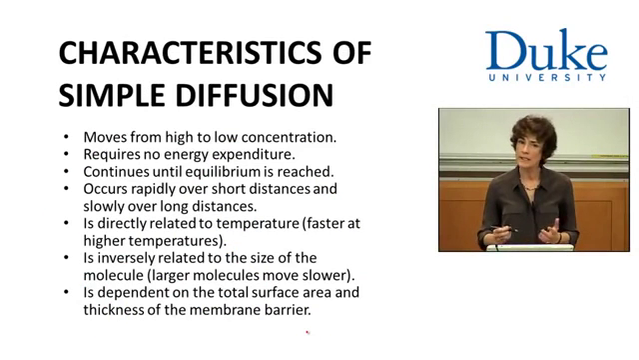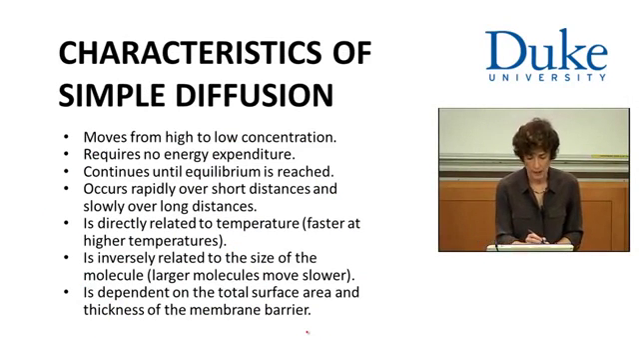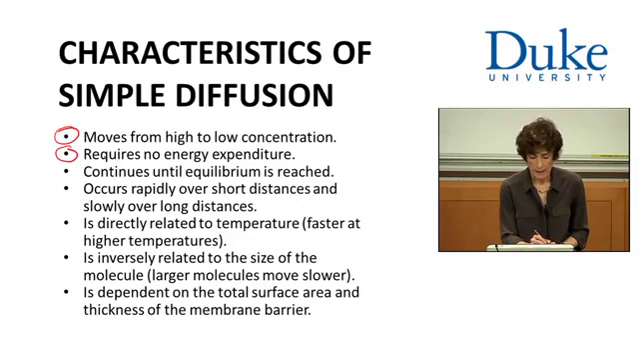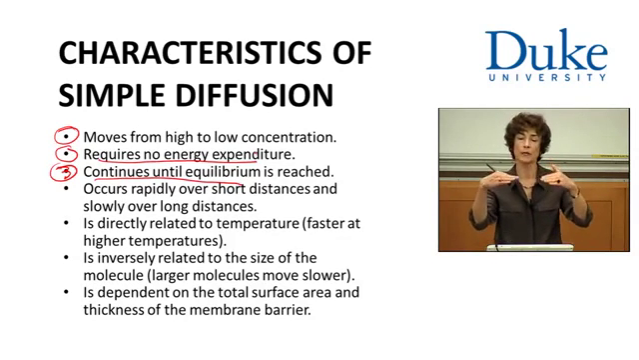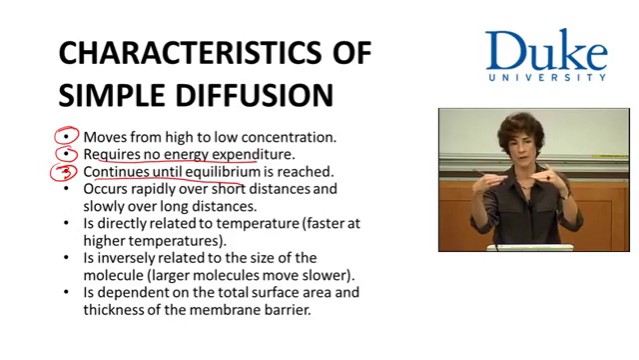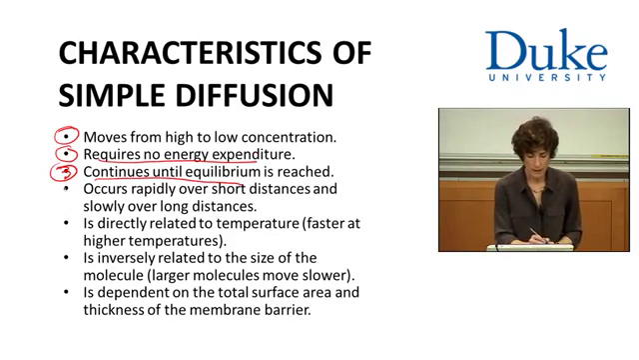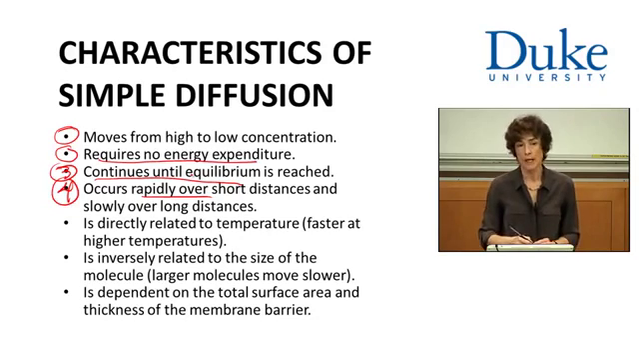The characteristics of simple diffusion are, first, that the molecule is going to move from a high to a low concentration; second, that it requires no energy expenditure; and third, that it will continue until equilibrium is reached. That is, we will have an equal concentration of the materials on either side of the membrane. Fourth, it occurs rapidly over short distances, but very, very slowly over long distances.